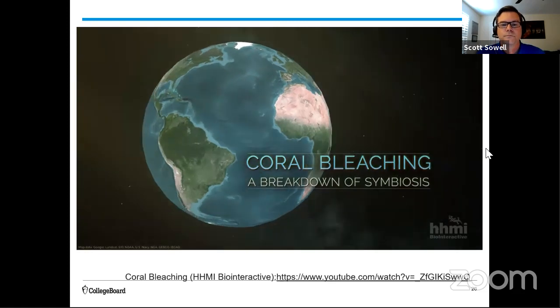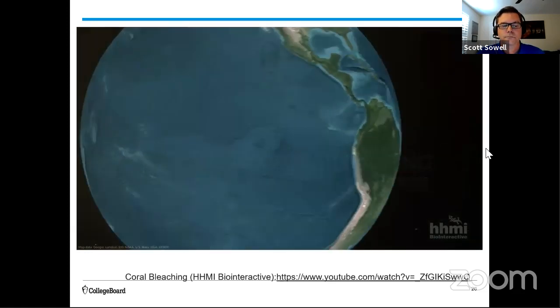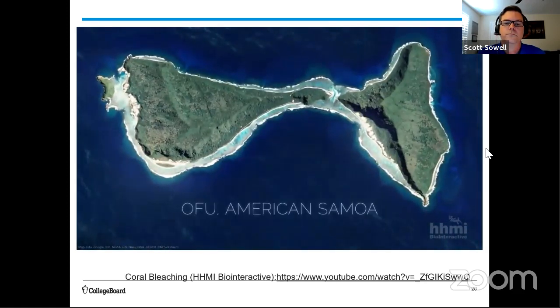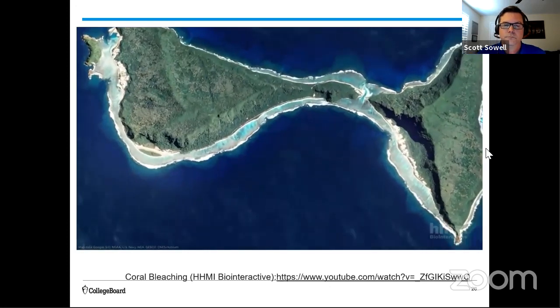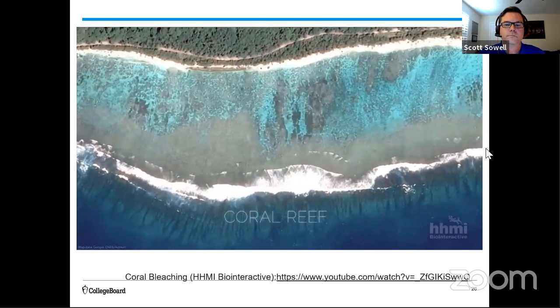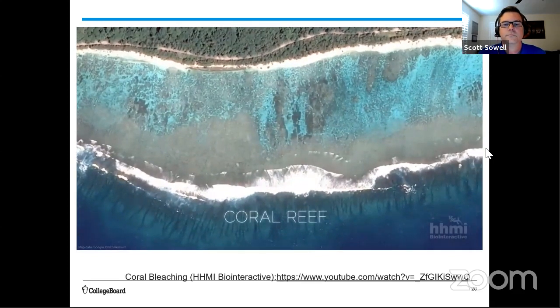Corals are small animals, but they build structures that you can actually see from space. As we zoom in, we see the reefs where I work, on a little island called Ofu in American Samoa. The ridge there, the edge, is the coral reef. And as we zoom in, we see what those reefs are. Now, the reefs are made of individual coral colonies, like we see now.